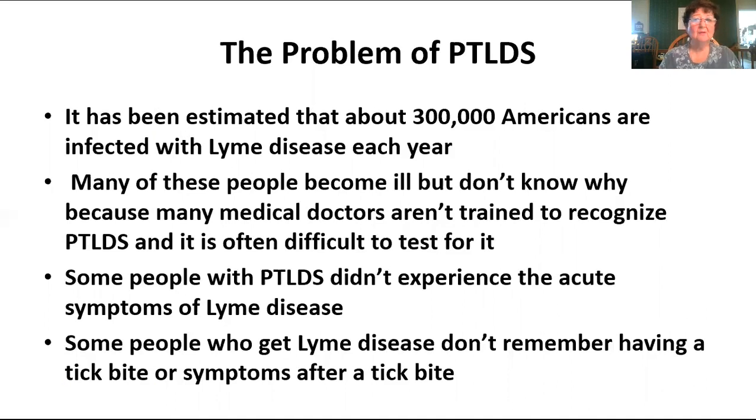So the problem of PTLDS: it has been estimated that about 300,000 Americans are infected with Lyme disease each year. Now that's way more than those people who have gotten COVID. So many of these people become ill, but don't know why, because many medical doctors aren't trained to recognize PTLDS, and it is often difficult to test for.